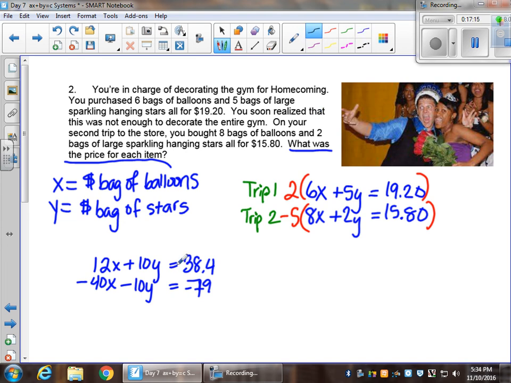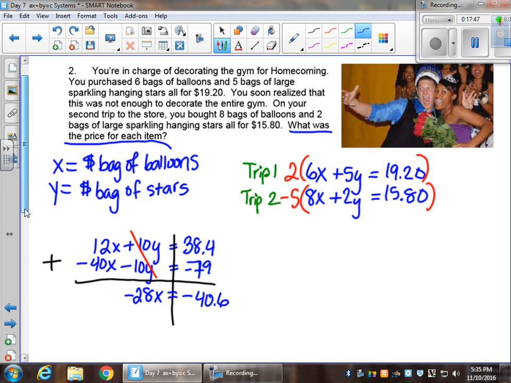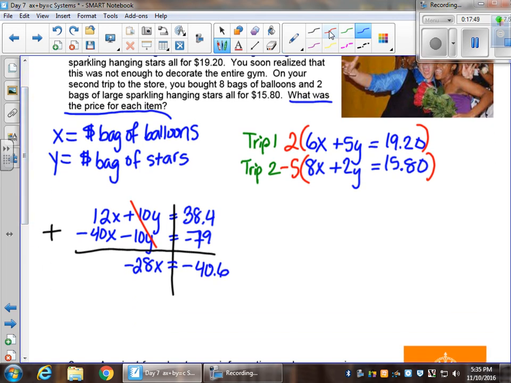Let's see what happens when we linearly combine these. My y's are gone. 10y minus 10y is 0. 12x minus 40x. So 12 minus 40 is -28x equals 38.4 minus 79 equals -40.6. To wrap this up, we will divide both sides by -28.